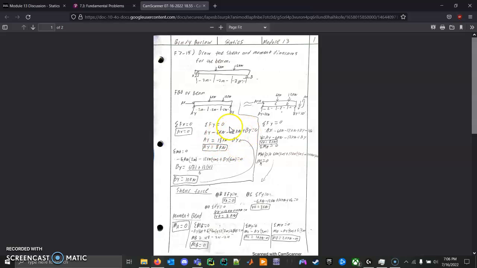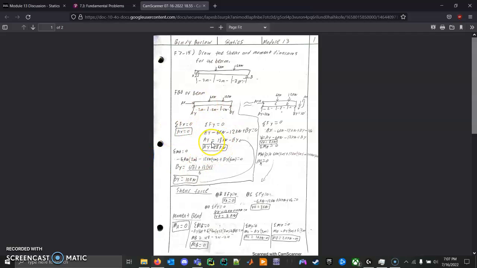But right here, I actually skipped a step. You have this BY to also solve for, which can be found by doing a summation of the moment about A, which is going to be negative 6 kilonewtons times 2 meters, minus 12 kilonewtons times 4 meters, plus BY times 6 meters, equals 0. You can then solve for BY. BY is equal to 10 kilonewtons. So when you go back to the AY, AY is then just the 18 kilonewtons minus your BY, which we found was 10, to get 8 kilonewtons for your AY.